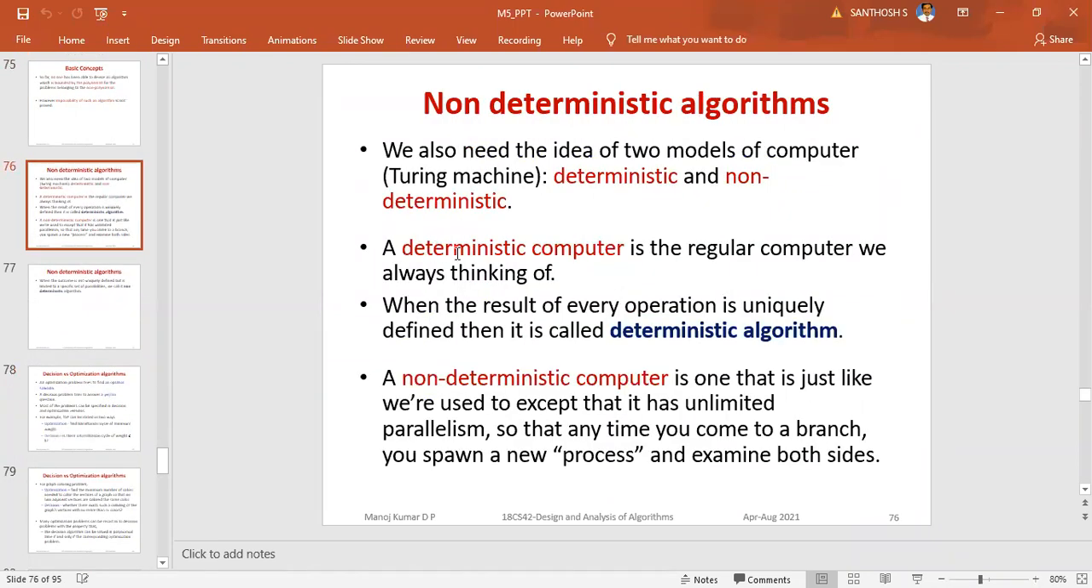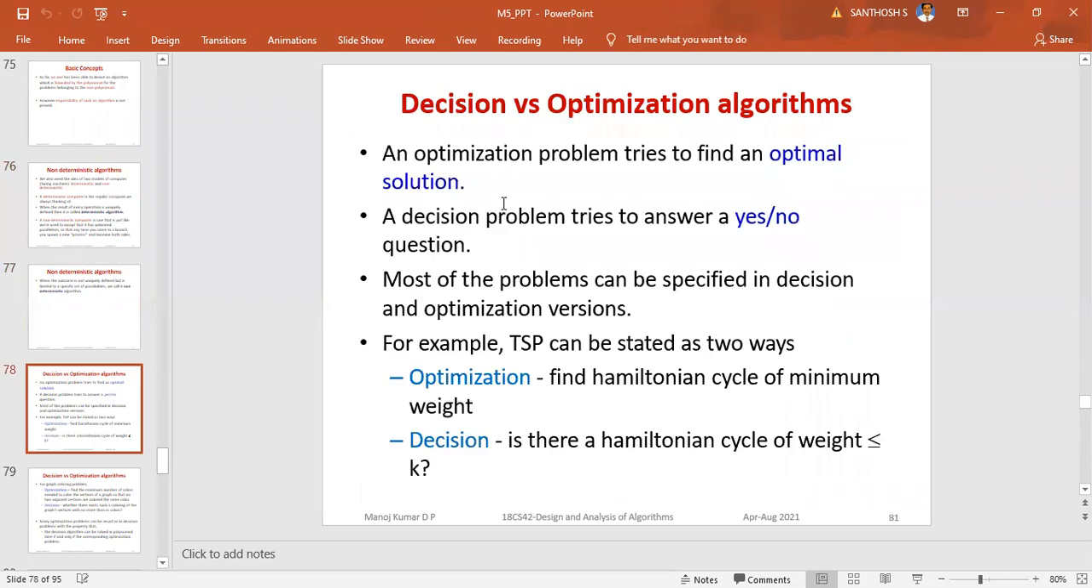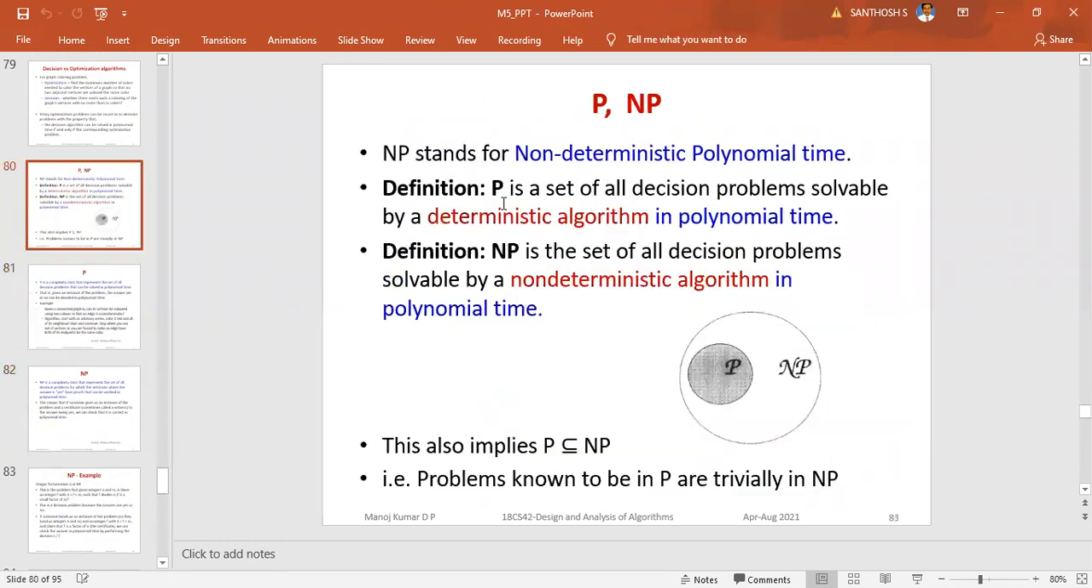Deterministic refers to a computer where the result of every operation is uniquely defined. If the result of any operation is defined, then we call it deterministic, whereas if the result is not uniquely defined, we call it non-deterministic. An algorithm whose result can be found is called deterministic. If the result is not unique or cannot be found, then that is called a non-deterministic algorithm.